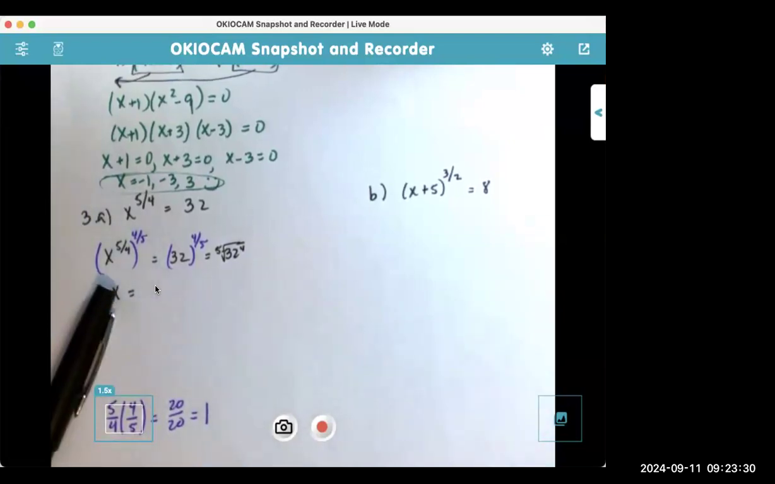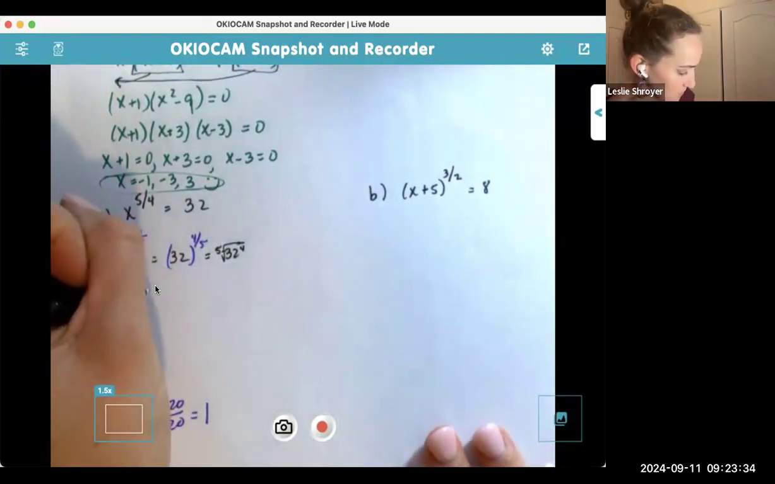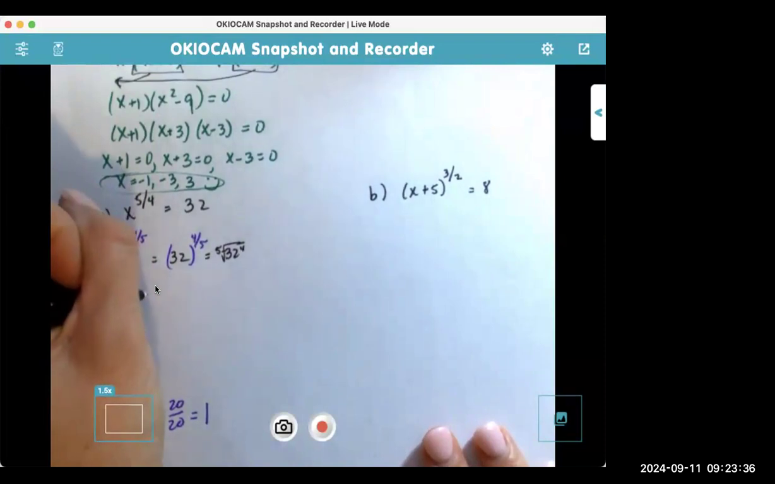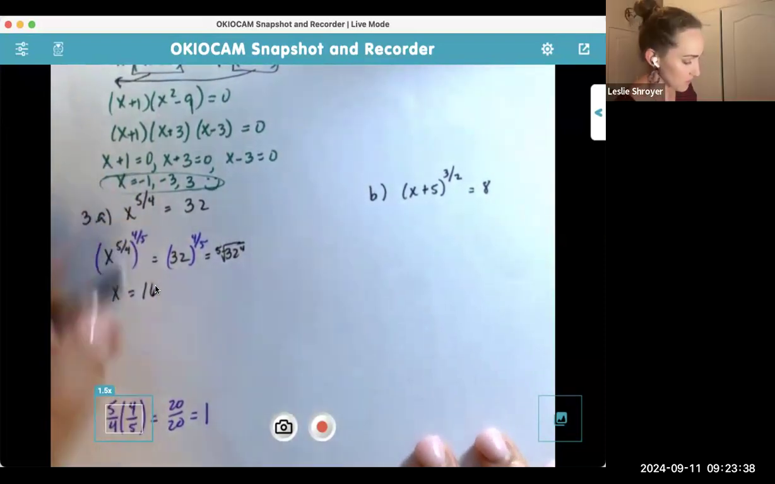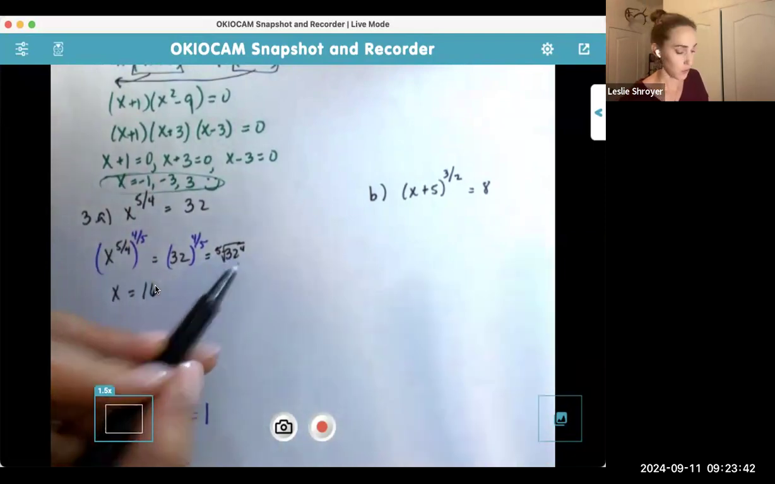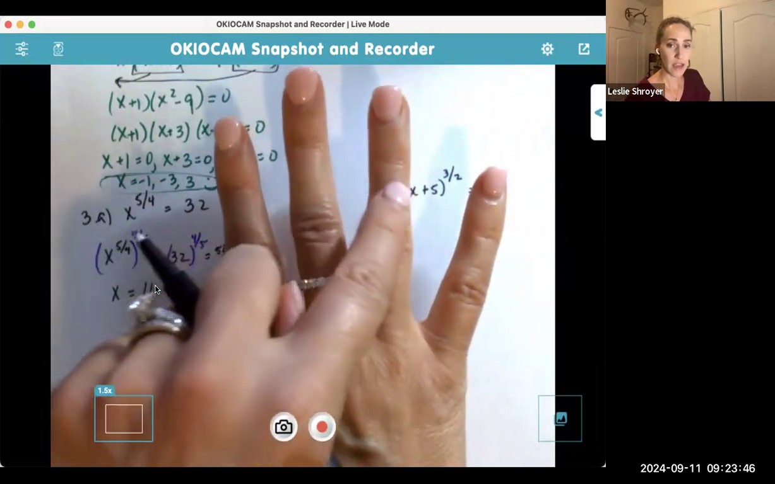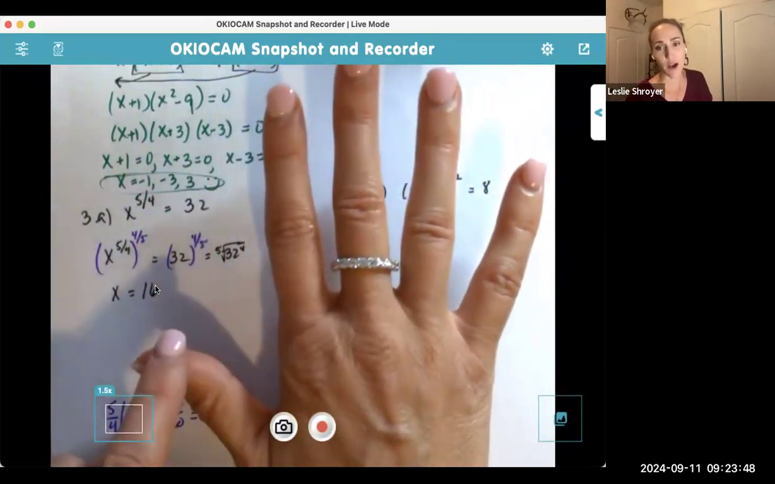What is it? 16. Awesome. Yeah, perfect. Because here, the fifth root of 32 is 2, because 2 to the 5th is 2, 4, 6, I'm counting by twos.